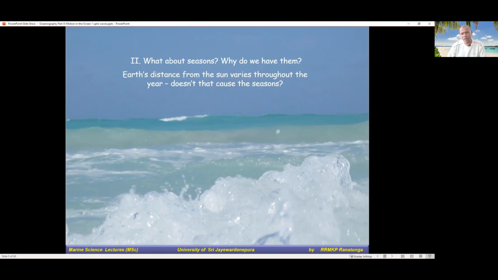Right. One would think that the distance from the sun's rays is different from one place to another on our earth. So, that is making the seasons. Is that right?